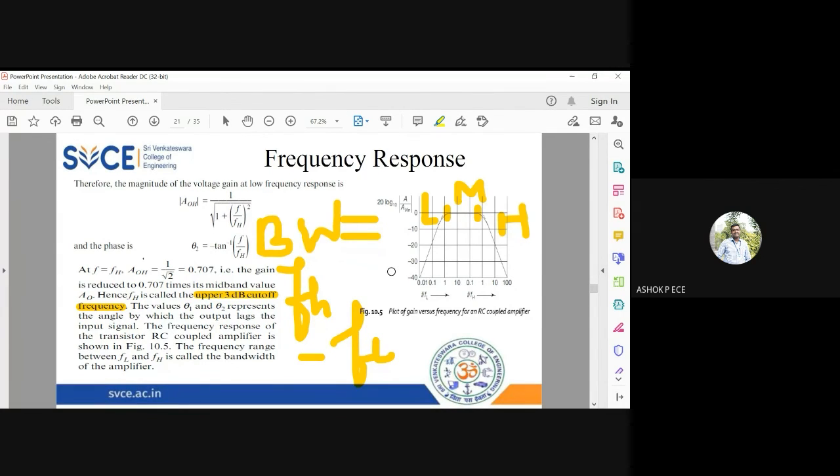So for any amplifier, two important parameters are gain and bandwidth. Gain can be voltage gain, power gain, or current gain, and bandwidth is the range of frequencies within which the gain becomes constant. That is called bandwidth.